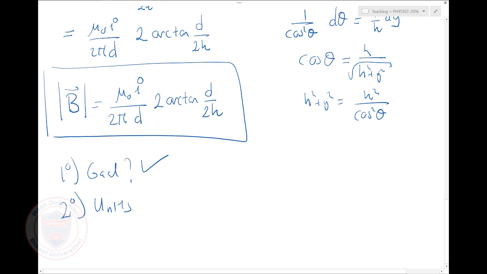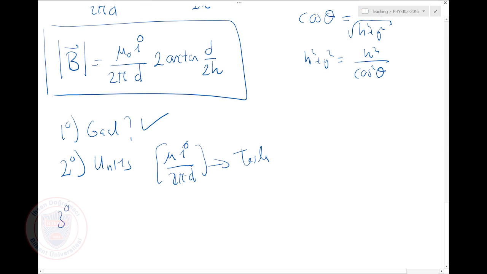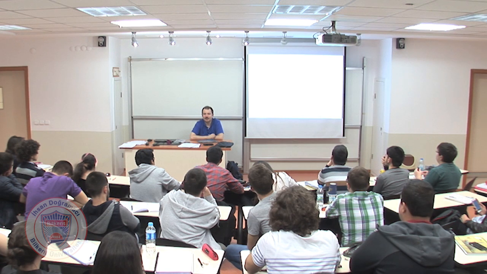How about the units? It's not too hard. Why? Because I know that the unit for mu 0 I over 2 pi d is Tesla. And whatever is inside the arctangent should have no units. D over 2h has no units. That's good. But there is actually a very nice limit here. Limit d goes to 0. What happens when I squeeze this strip into a single line? I should get back the wire, right?